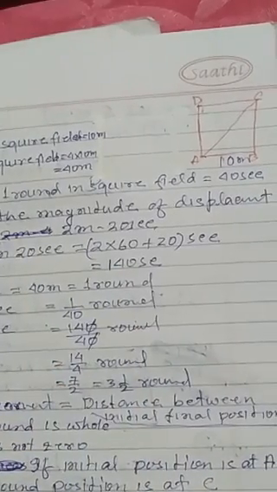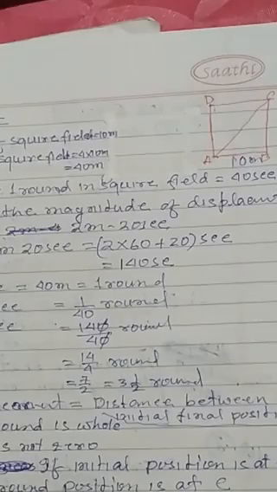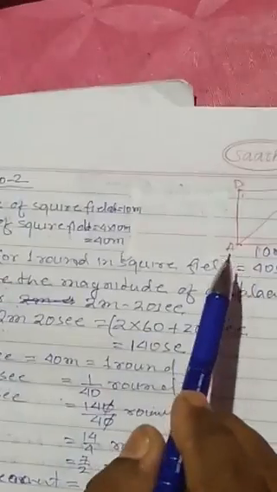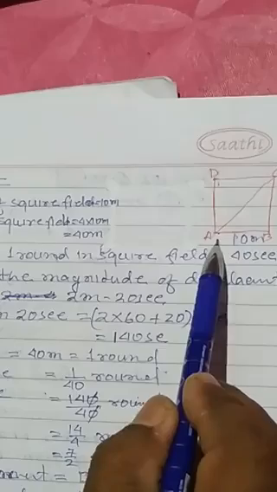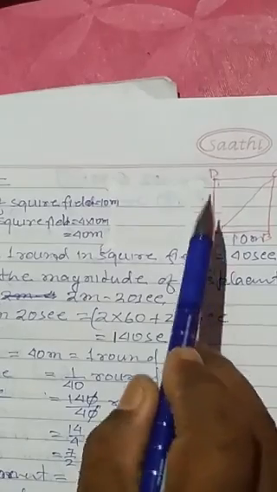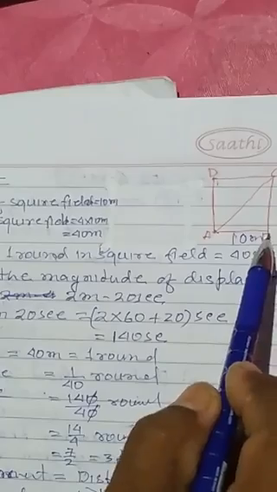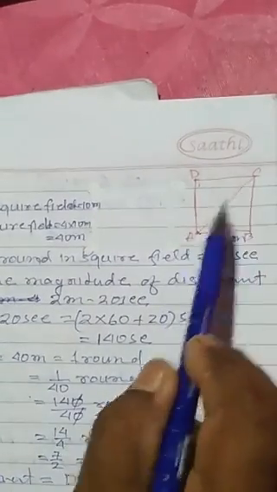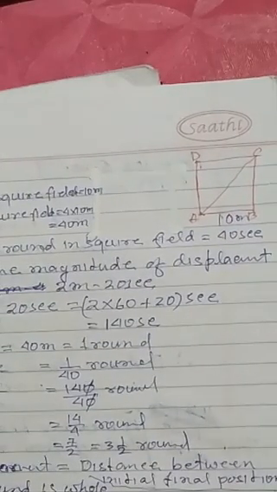So what is displacement? Displacement is the minimum distance between the initial and final position. If after 2 minutes 20 seconds he is at the same position, then displacement is 0. If he is at D, then displacement is this. If at C, then displacement is this. So displacement is the minimum distance between initial and final position.